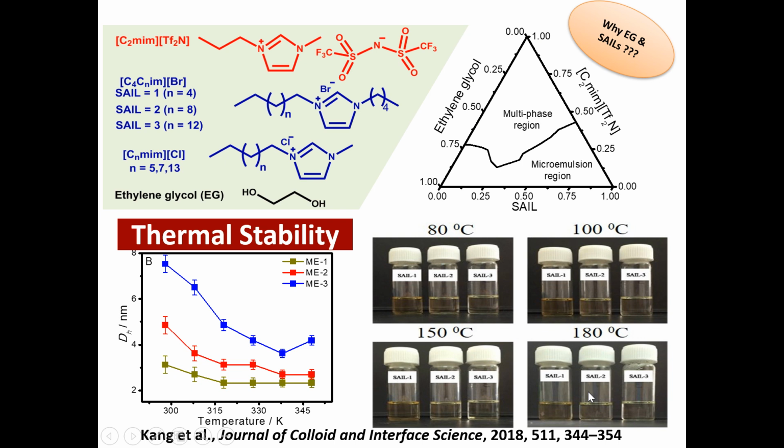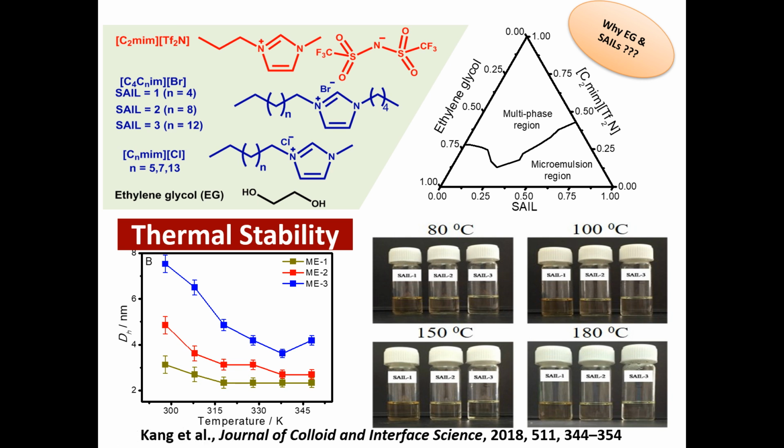And here in this work, we have formulated microemulsions with the help of nonpolar ionic liquids, surface active ionic liquids, and ethylene glycol. We have formulated highly thermally stable microemulsions and characterized them with the help of dynamic light scattering measurements up to 75 degrees Celsius. But visually, we can see that the microemulsions are stabilized up to 180 degrees Celsius because there occurs no phase separation in these microemulsions when they are heated up to 180 degrees Celsius.